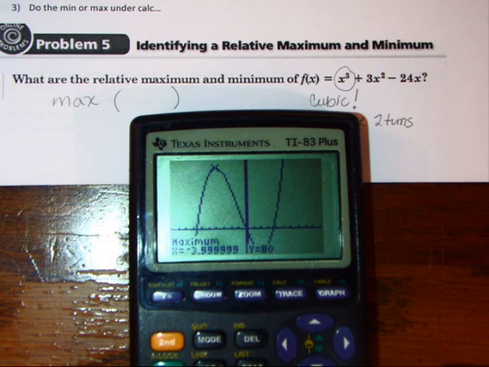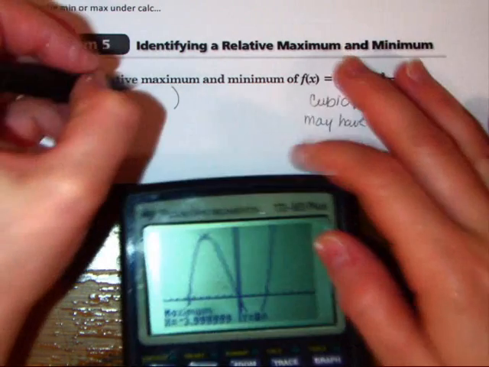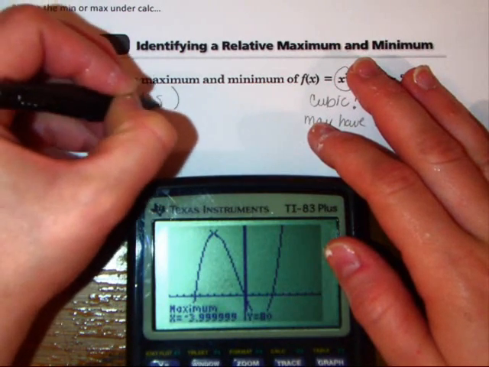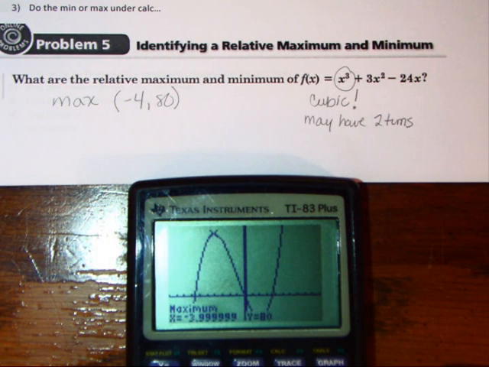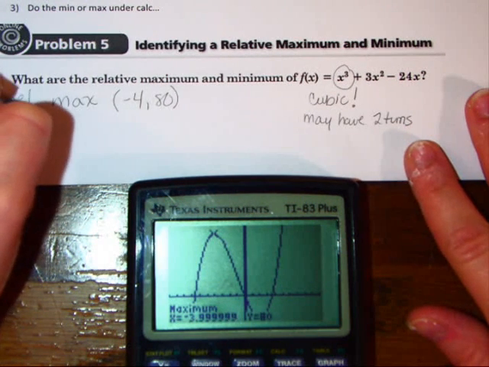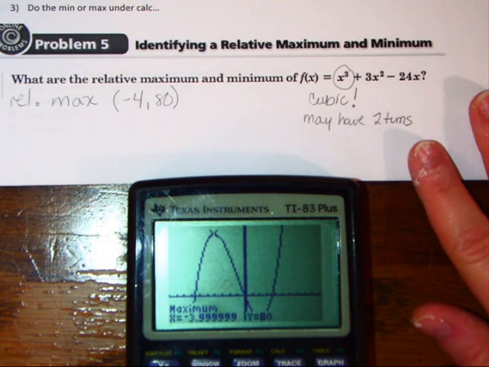For everything considered, don't ask me why your calculator does this. The maximum is negative 4.80. Okay, I know it has a whole bunch of 9s after it, but I know it's negative 4. Sometimes your calculator is just weird like that. But your maximum is negative 4.80. Plug it in and prove it. That at that particular point, it is what we call a relative maximum.